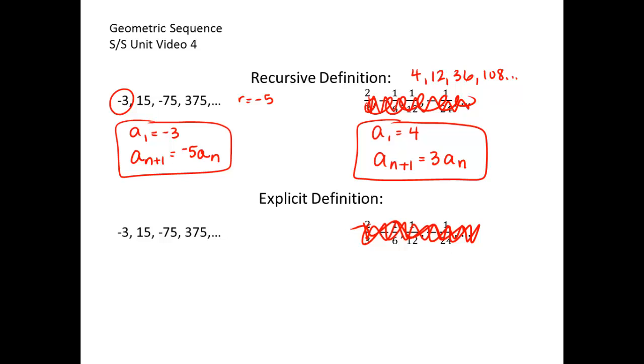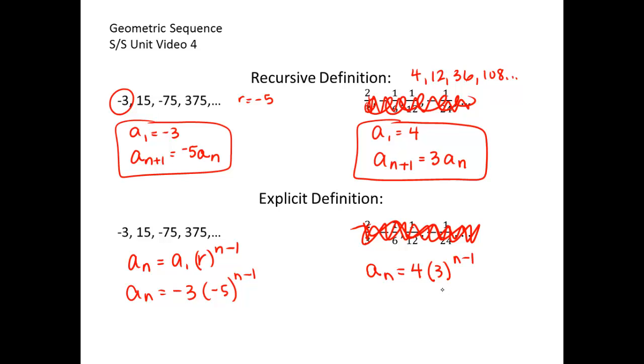So let's write our explicit definition for our first sequence here. My explicit definition is going to be a sub n equal to a sub 1 times r to the power of n minus 1. So I only need to fill in that a sub 1 is -3, the r value is -5, which I want in parentheses, to the n minus 1 power. That's it. For the other one, a sub n is going to be equal to the first term times 3 to the n minus 1, and the r value is 3.